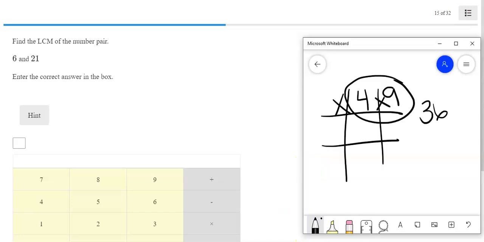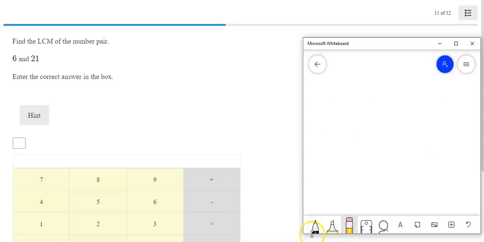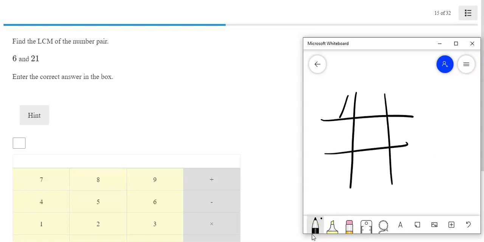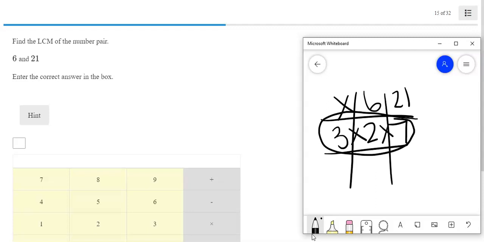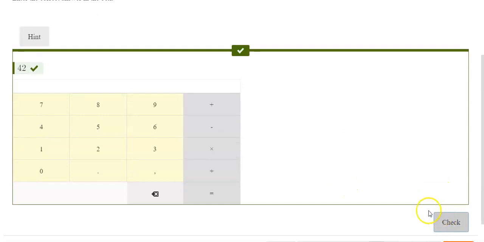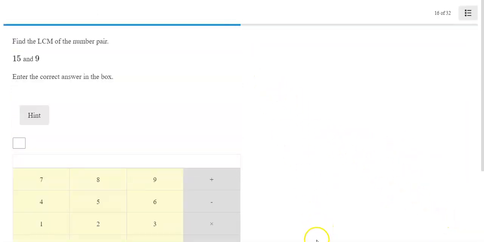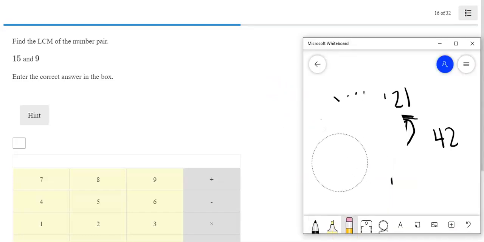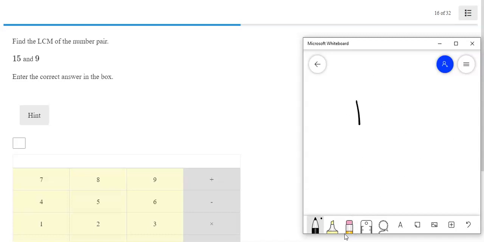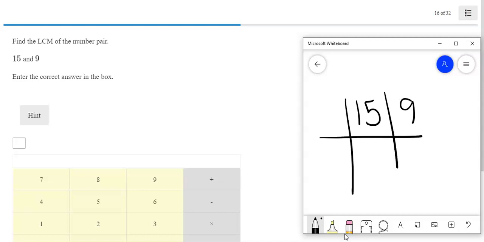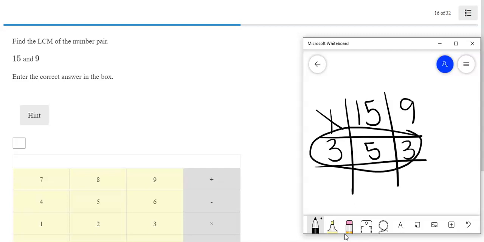15, LCM of 6 and 21. Three times 2 is 6, and 3 times 7 is 21. Nothing else can go into that 2 and 7, so I'm going to multiply these together. 3 times 2 is 6, and 6 times 7 is 42. Next, 15 and 9. Three times 5 is 15, and 3 times 3 is 9. We cannot go farther than that. So 3 times 5 is 15, and 15 times 3 is 45.